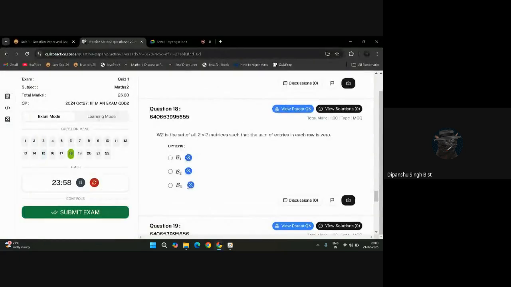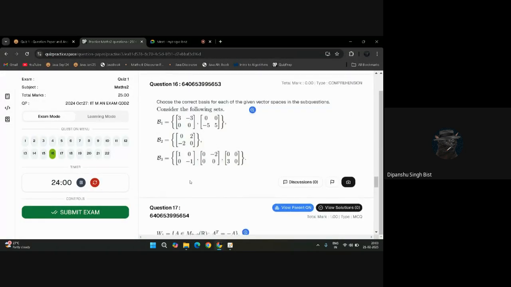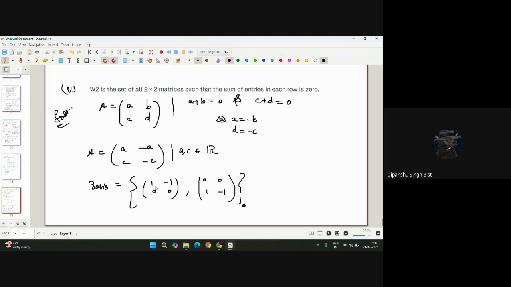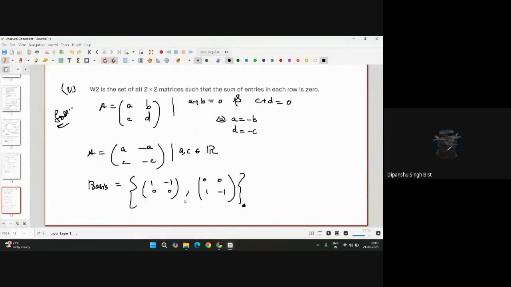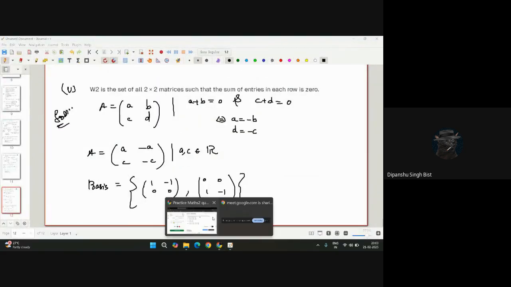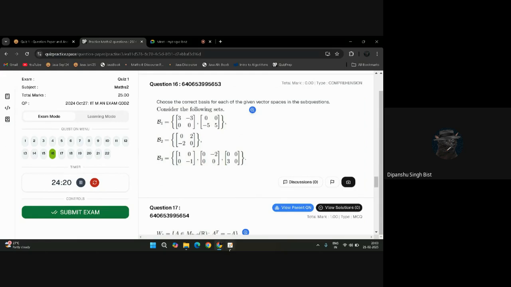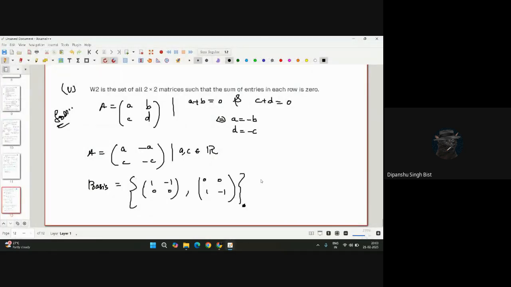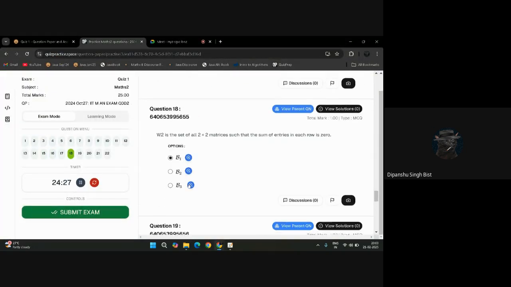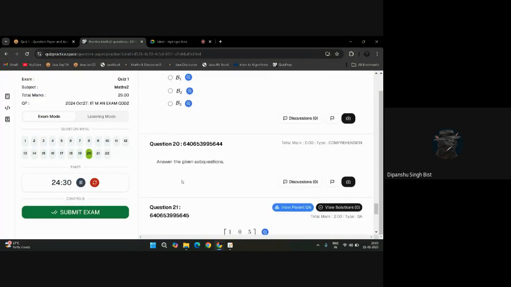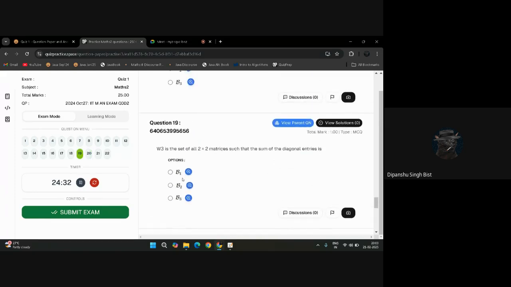So let's check the options here. The first one, if you check, it says if you multiply 3 to this one, it will become the first component over here, and if you multiply minus 5 in this case, it will become the second component, right? So B1 is the answer here, beta 1.